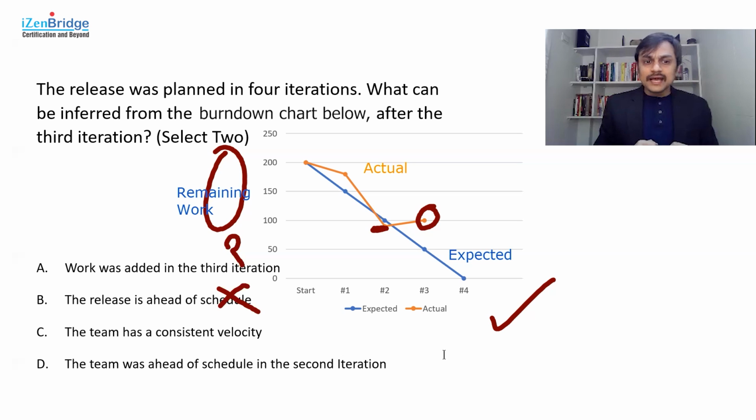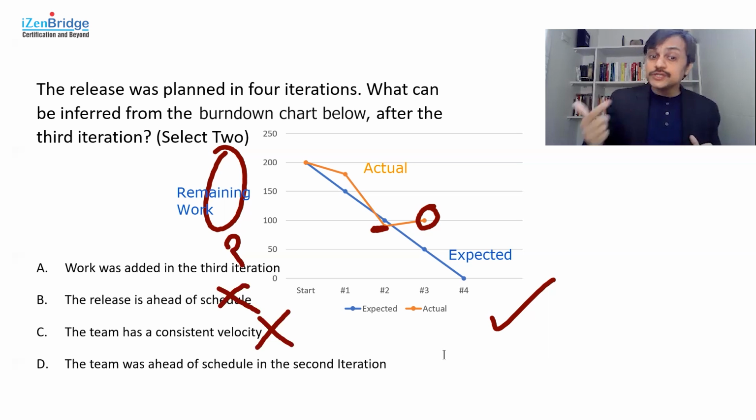The team has a consistent velocity. I can't interpret that. I can't say no, I can't say yes. Again, I can't find that information from here. One thing is very clear, that since the trend is zigzag, it's not consistent. Whatever is happening, I can't find out from this particular chart whether it is consistent or not. It might be, it might not be, but I cannot infer that from this chart. So these two are anyway out.